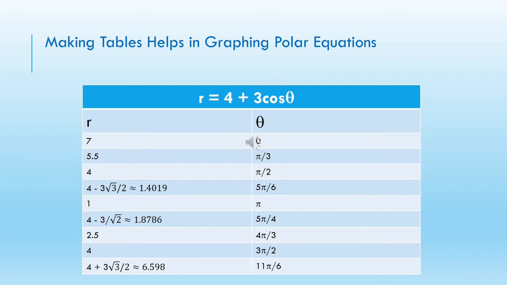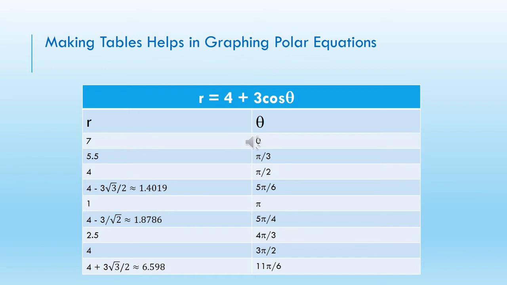If you plug in pi over 3, cosine of pi over 3 is 1/2, so 4 plus 3 times 1/2 is 4 plus 3/2, or 11/2, so the radius would be 11/2. If I plug in pi over 2, cosine of pi over 2 is 0. You're at the top of the unit circle. So 4 plus 3 times 0 is 4. So the radius is 4.